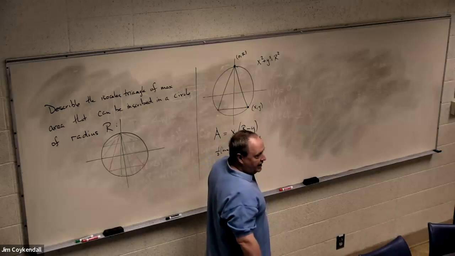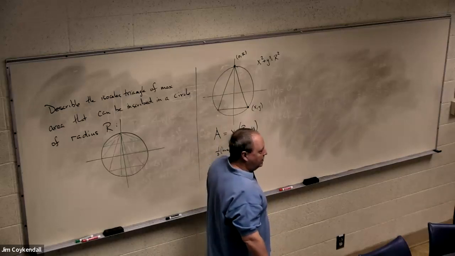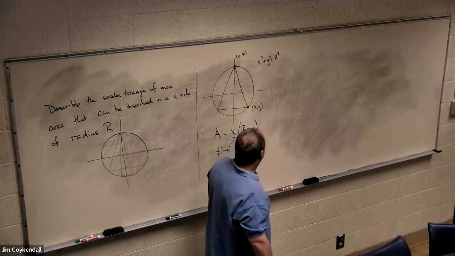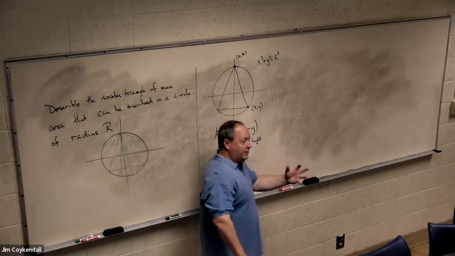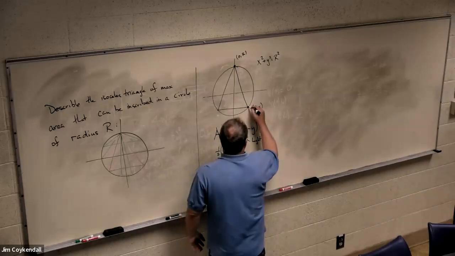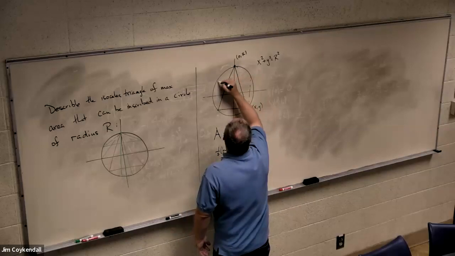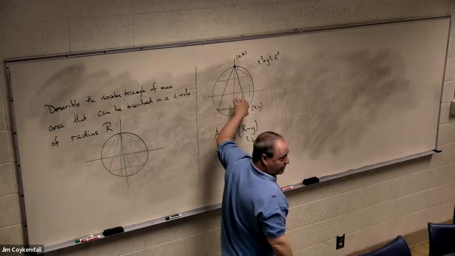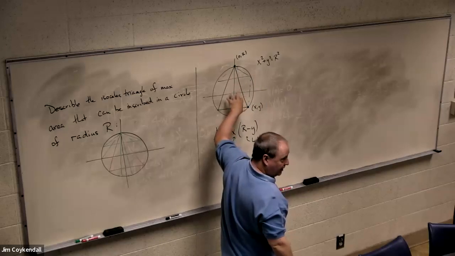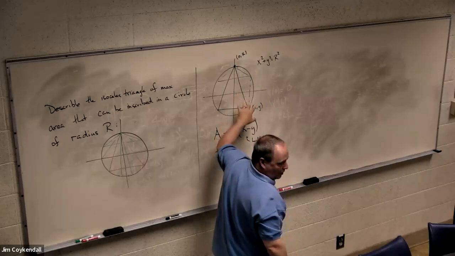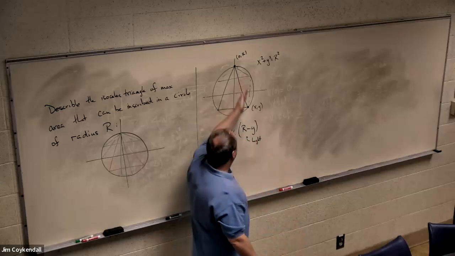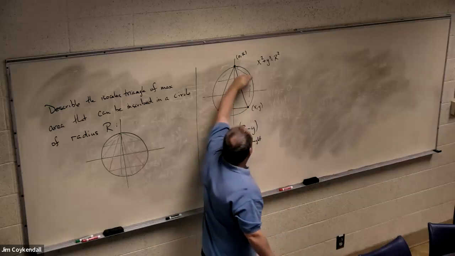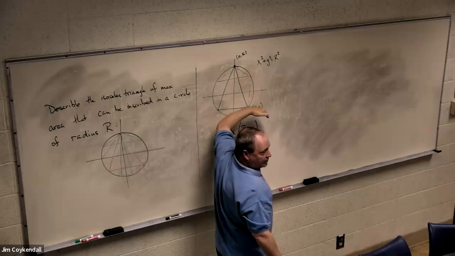Now, let me point something out. The x coordinate is not enough, because if all the information I give you is the x coordinate, it could be this triangle or this. Two different triangles. They both have the same x coordinate. But if I tell you the y coordinate, that's it, baby. You know what it is. These have two different y coordinates.